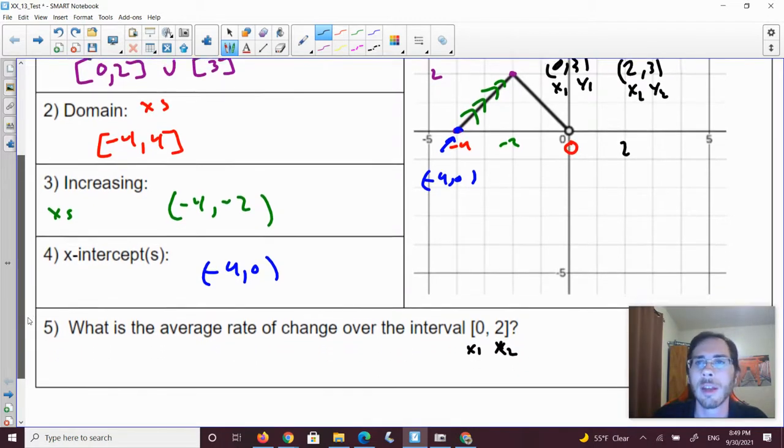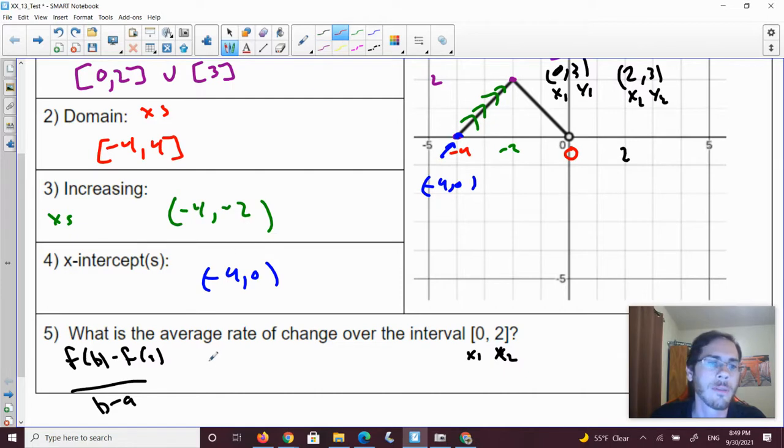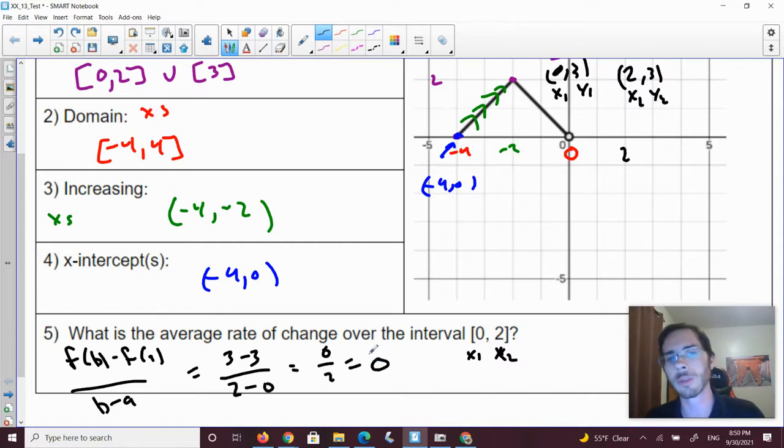We could do f of b minus f of a over b minus a. Either way we choose to do it. If we want to do the f's, we can do it like that: f of b minus f of a over b minus a. Remember, a and b are the x's. The function values are the f of whatever. So f of b is just like y2. So f of b is 3. f of a is this 3 over here. y2 minus y1. b is going to be x2, so 2. a is going to be the first one, so that's 0. So 3 minus 3 is 0 over 2. We get 0. There's a slope of 0, and that makes sense.